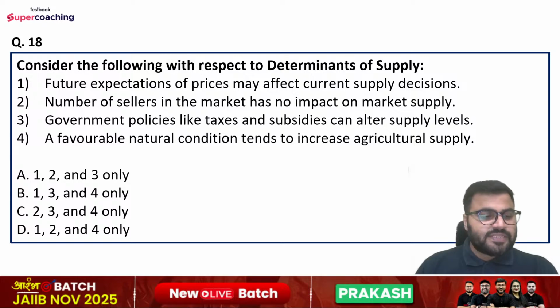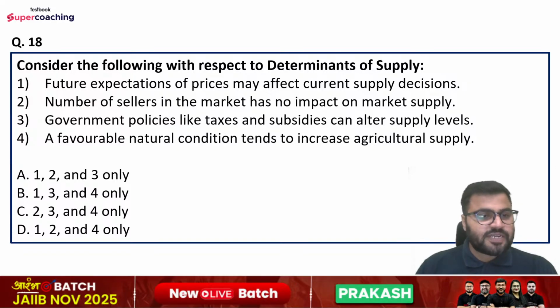Question number 18 is, consider the following statements with respect to determinants of supply. So statements are: future expectations of prices may affect current supply decisions. Number of sellers in the market has no impact on market supply. Government policies like taxes and subsidies can alter supply levels. A favorable natural condition tends to increase agricultural supply.